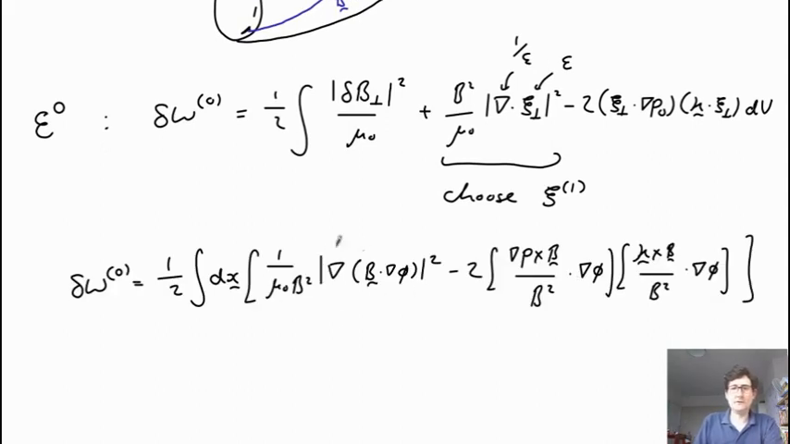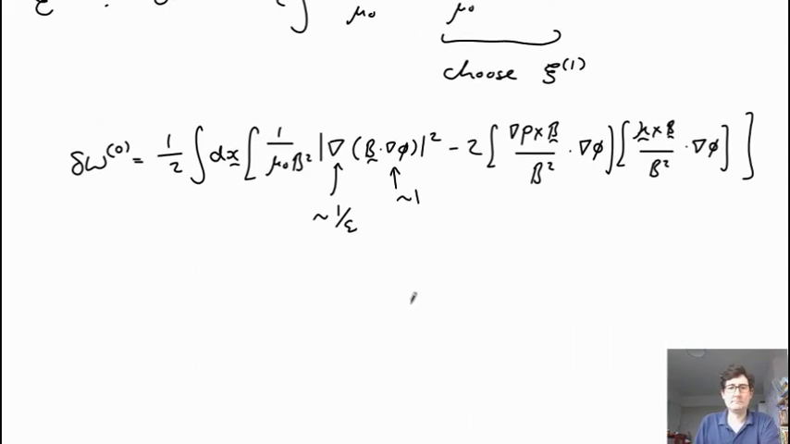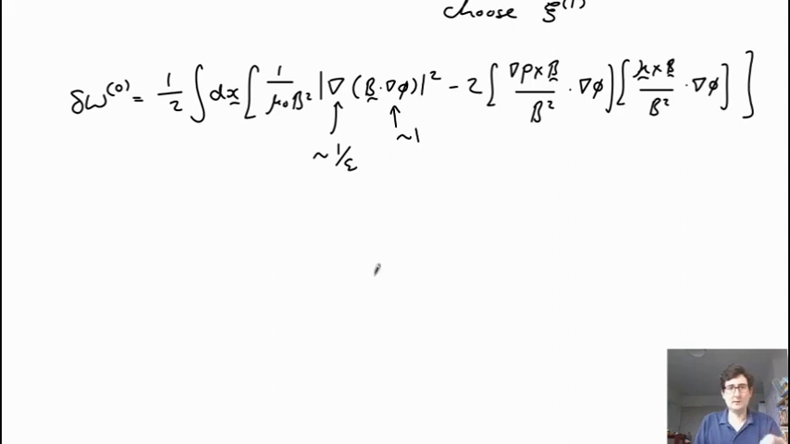This is the field line bending term, and remember that these derivatives include derivatives across the field lines, so this is like 1 over epsilon. This is a derivative along the field lines, so this one is of order 1. And these are derivatives across the field lines. Here you've got a cross B, so this is across the magnetic field, and so these are both large terms. Now what we're going to do is minimize this term.